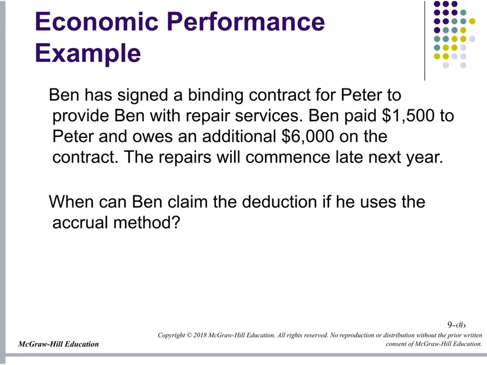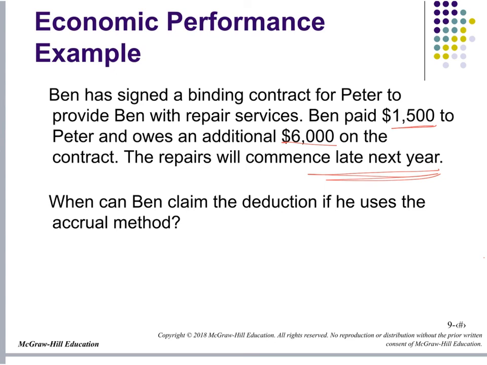All right. And here is our last example in the Chapter 9 PowerPoint. Okay. So we've got Ben again, and Ben has signed a binding contract for Peter to provide Ben with repair services. Okay. So Peter is going to provide Ben with repair services. Ben is paying Peter $1,500. He already paid Peter $1,500, and he owes him an additional $6,000 on the contract. The repairs are going to start late next year. Okay. When can Ben claim the deduction if he uses the accrual method?